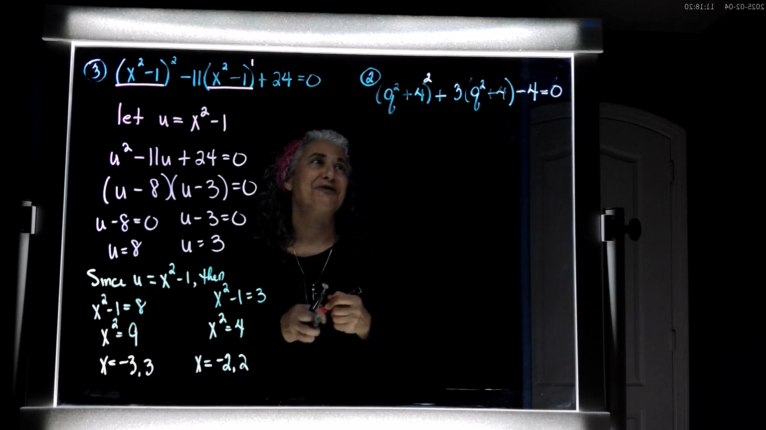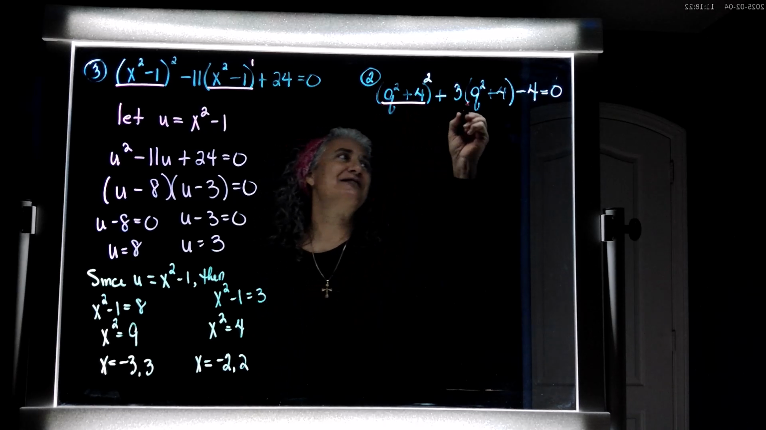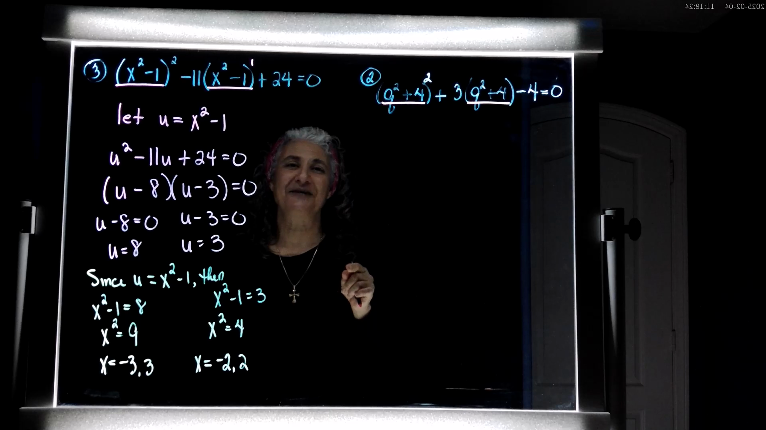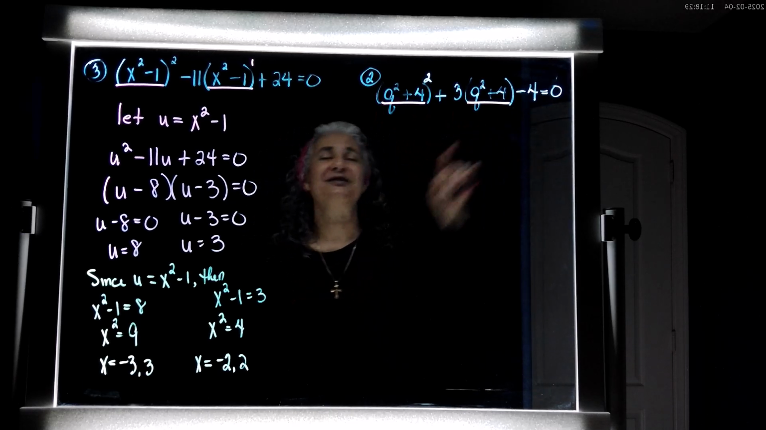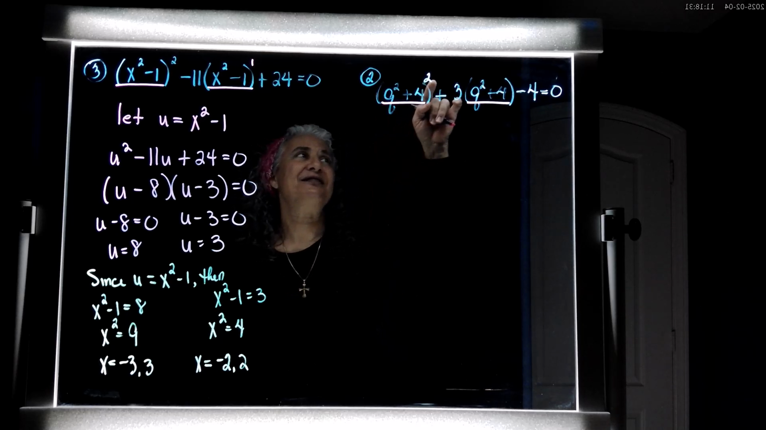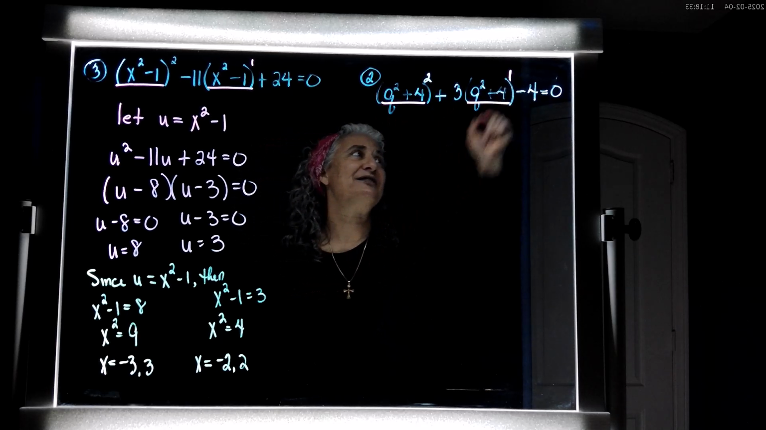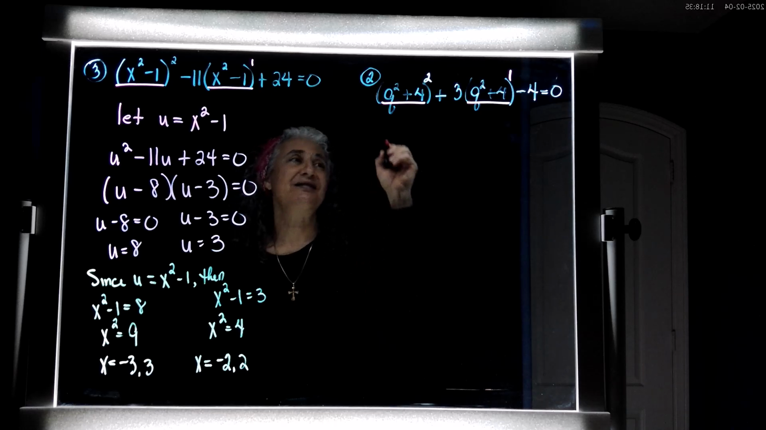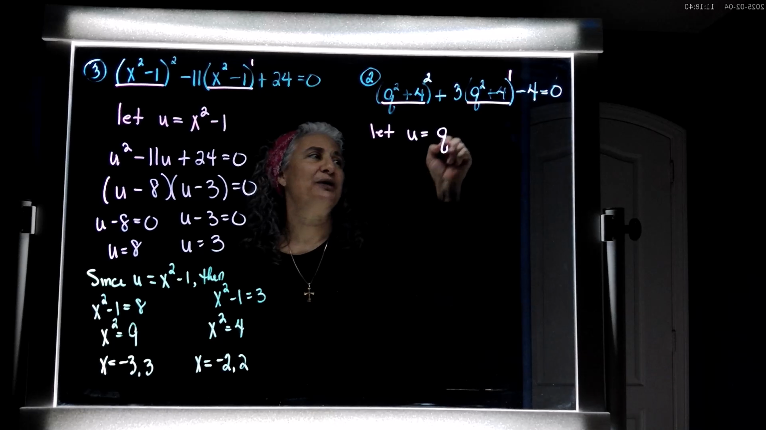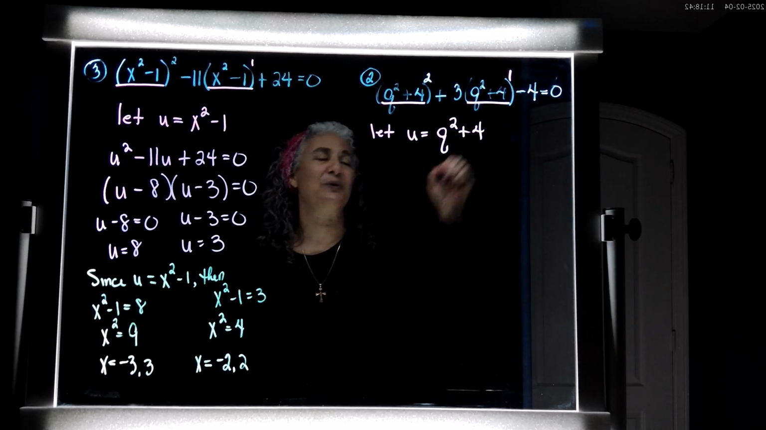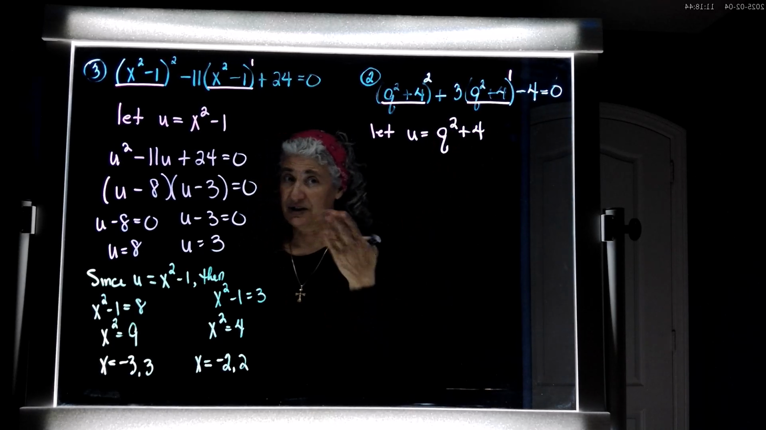Okay, so here's what I'm noticing. I'm noticing this parenthesis and this parenthesis are exactly the same. This is my first term, second term, third term, equal to 0. First parenthesis is to the power of 2. Second parenthesis is to the power of 1, which means this is quadratic in nature. So I'm going to let the variable u be equal to q squared plus 4. Do we agree so far?